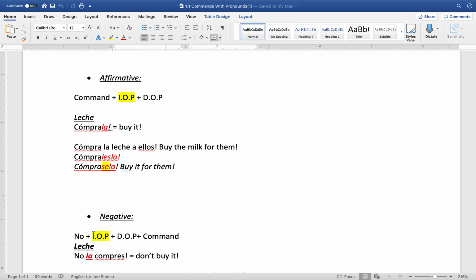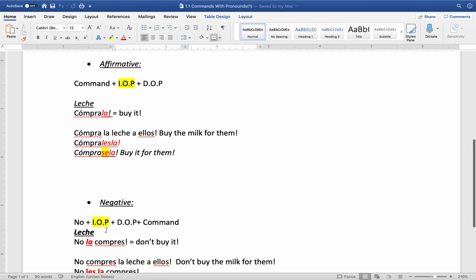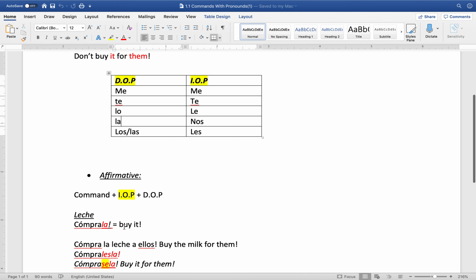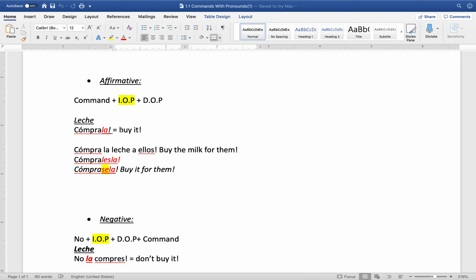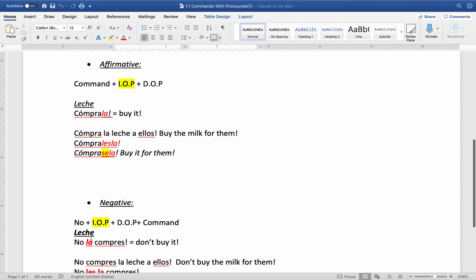Now you don't attach anything. So here I have la leche, don't buy the milk. So we have no, then what is the indirect? It doesn't say for whom I'm going to buy, so I don't need to use it. And what is the direct? I'm going to replace la leche with la, because leche is feminine, even though it ends in E, it's feminine. So no la, and then I'm going to give the command.